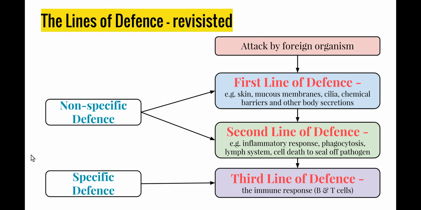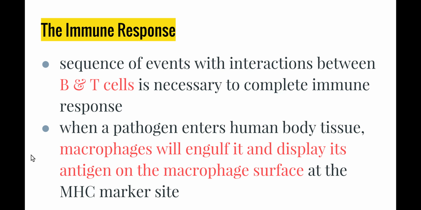Now, if both of those lines of defense fail, we then have the need for a specific defense mechanism that helps to target the exact pathogen that is fighting the body. That brings us to the third line of defense, which is known as the immune response, and involves the interaction between B and T cells, as you may have guessed from the syllabus dot point for this video. So let's have a look at the immune response. The immune response involves a set sequence of events with interactions between the B and the T cells, which is necessary to complete a specific immune response.